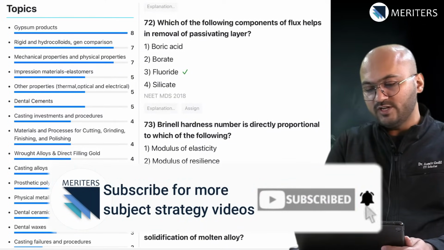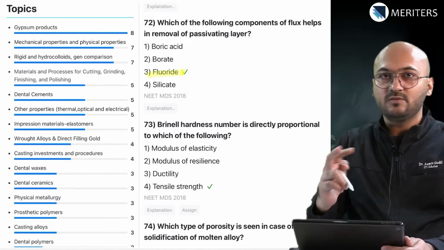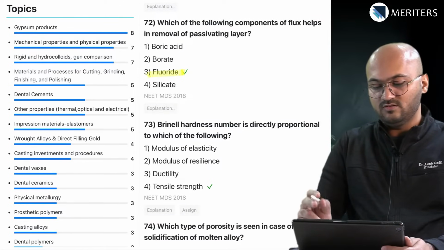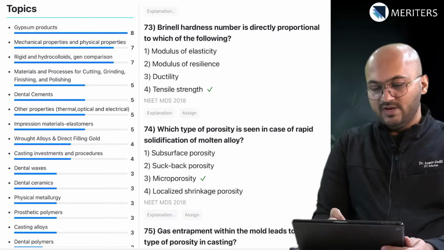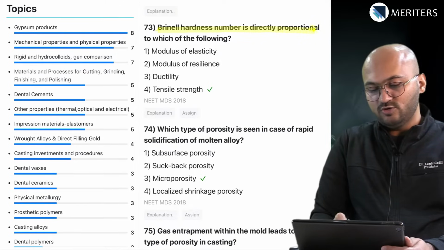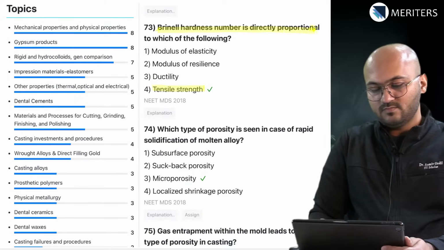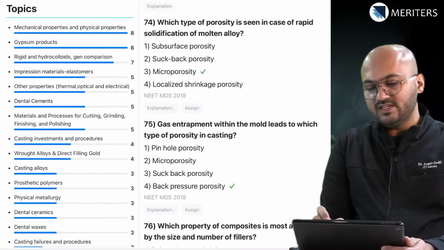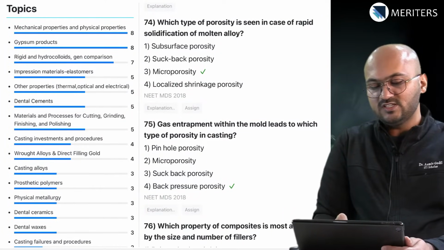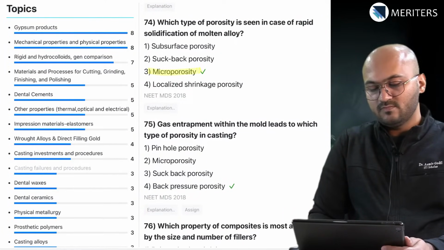Which of the following components of flux helps in removal of passivating layer? Fluoride. Similar question, but it was switched. Okay. Brinell hardness number is directly proportional to the tensile strength. The type of porosity seen in rapid solidification is microporosities.